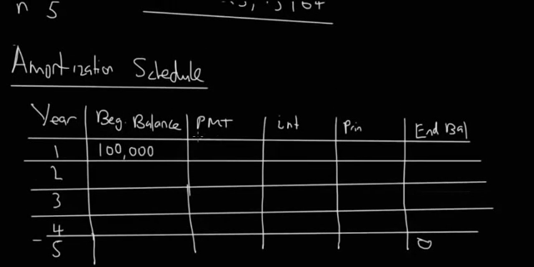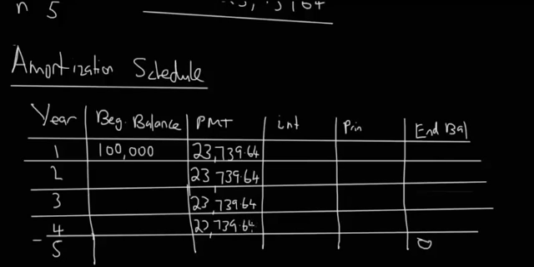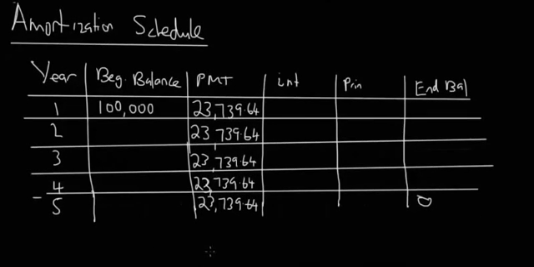Now, the PMT, right, we know stands for payment, and it is a periodic payment because it happens every year, but it's also constant. So this 23,739.64 is actually the same every single year. Let's just write this in. 23,739.64. Okay, so this is actually the same payment every single year.